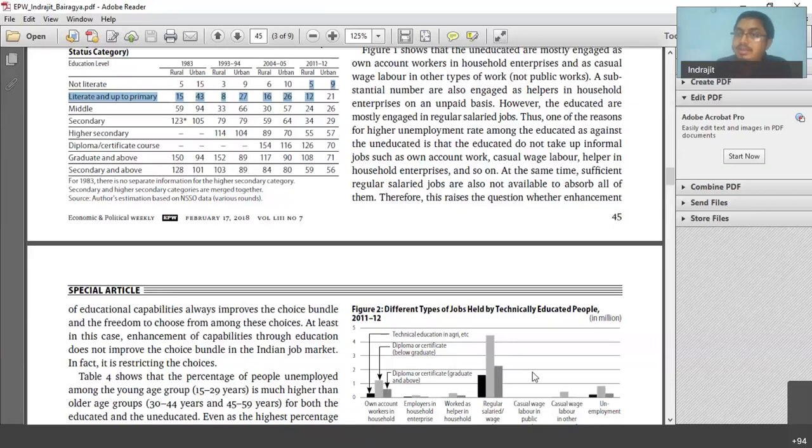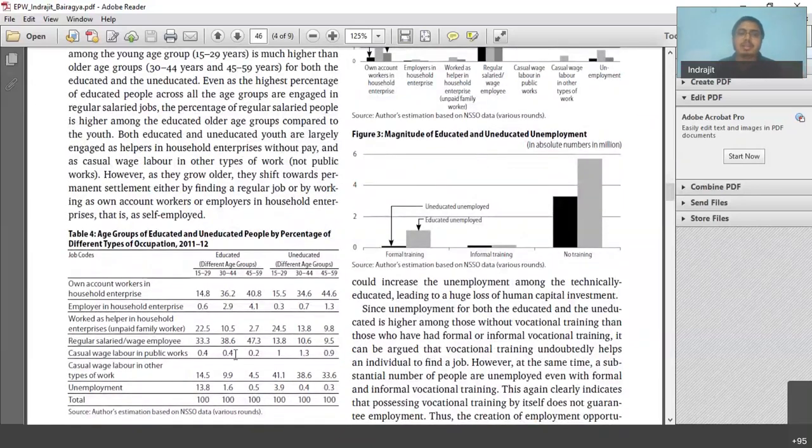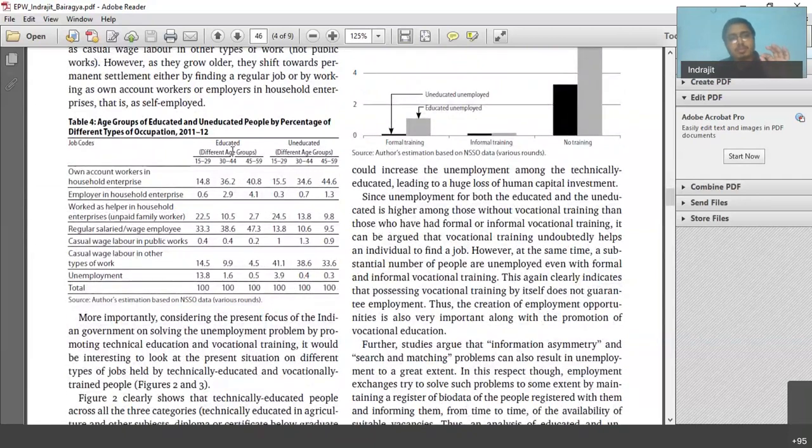So it need not necessarily be that enhancement of capability will increase your choice bundle, because educated people are restricting themselves only to high profile jobs, because that is the structure. Here individuals are identified based on their education and their work, unlike in some developed countries or other places. Then we have tried to see this educated unemployment story by different age cohorts. From Table 4, you can see that both educated and uneducated unemployment rates are higher for the younger age group as compared to the older age group. In uneducated also, you see 3.9 as compared to the older age groups, 0.4 and 0.3.